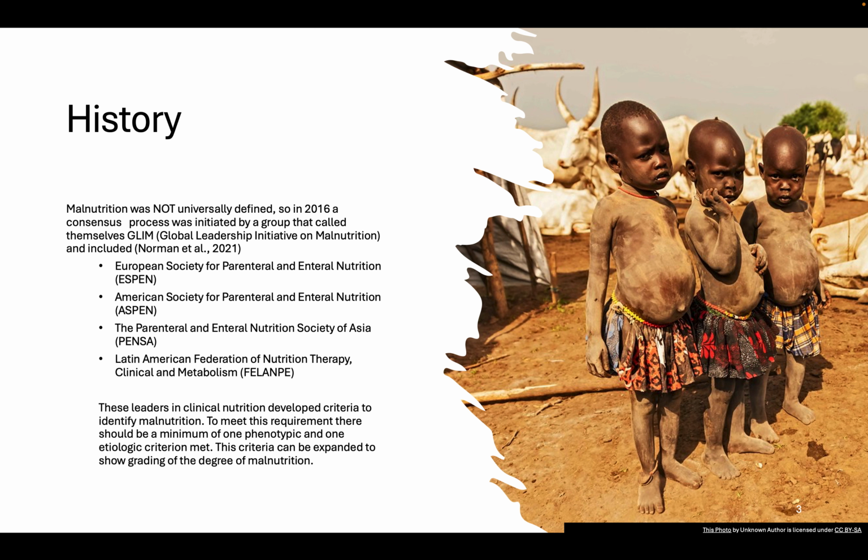This is GLIM. This group included the European Society for Parenteral and Enteral Nutrition, ESPEN, the American Society for Parenteral and Enteral Nutrition, ASPEN, the Parenteral and Enteral Nutrition Society of Asia, PENSA, and the Latin America Federation for Nutrition Therapy, Clinical and Metabolism, FELANPE. These leaders in clinical nutrition developed criteria to identify malnutrition. To meet this requirement, there should be at least a minimum of one phenotypic and one etiologic criterion met.